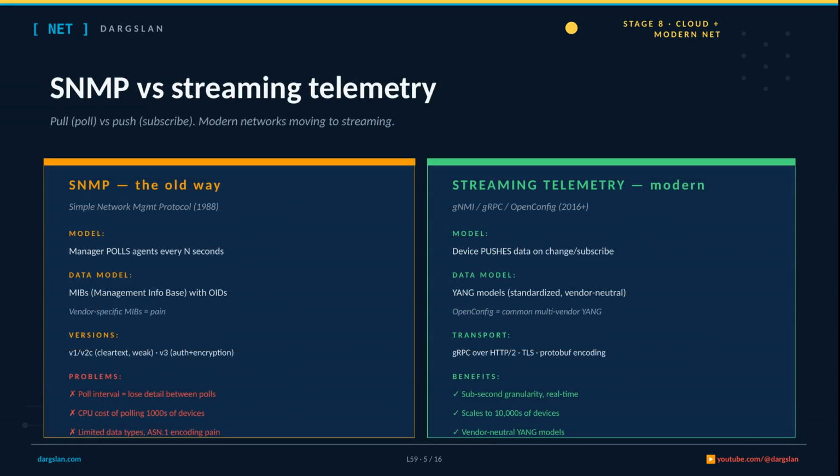Now shift back to the metrics pillar, because here a real generational change is underway. SNMP has served us faithfully since 1988. Manager polls agent, walks a MIB, parses some OIDs, but that poll model just doesn't scale to modern fleets. And you lose everything that happens between polls. Streaming telemetry flips it. The device pushes data over gRPC, structured by YANG models, with sub-second granularity across tens of thousands of nodes. Same pillar, fundamentally different physics.